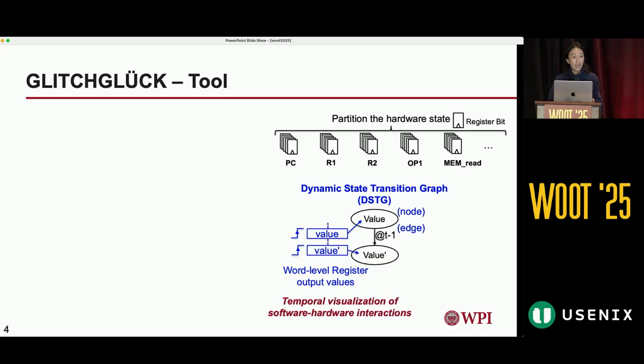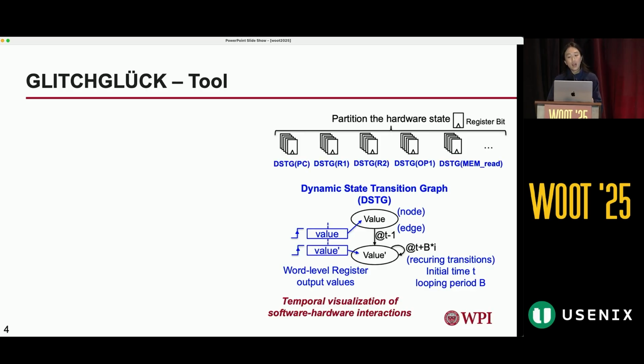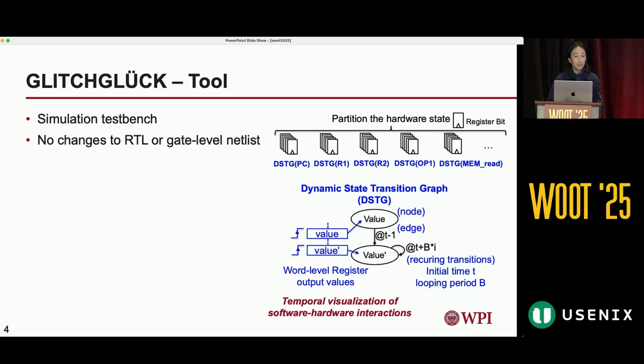We also have the edges of the DSTG that present at what clock cycle, what time, the value changes from one to another. We also have simplified notations for recurring transitions just to reduce the plotting overhead. Now we'll be able to partition the entire hardware state into small pieces of word level registers, and each register will have its unique DSTG plot. This will be generated inside of the simulation test bench, meaning no modification on RTL nor gate level. And of course, for larger DSTGs, we could simply choose the time window for the plot and also which registers to plot to reduce the overhead.